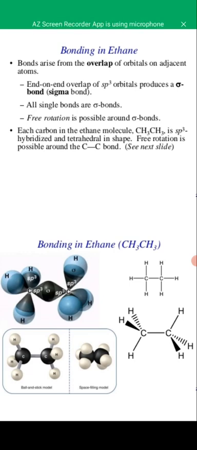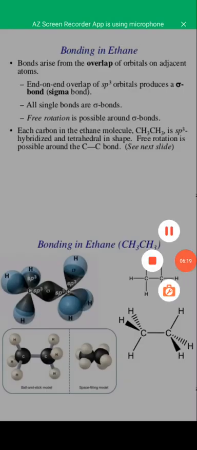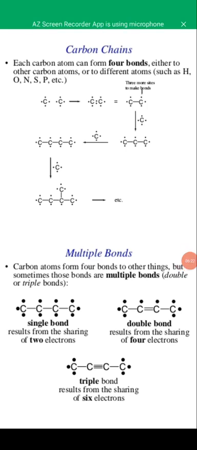So we can see below the bonding in ethane, CH3CH3, which can be written as H3C-CH3. Alright, can you see? So we can see the carbon in the middle carrying the sp3 carbon atom, bonding with 3 hydrogen atoms on the right and 3 hydrogen atoms on the left, and we can see the structure below. All right. So on bonding, before we conclude, we'll see the carbon chains.